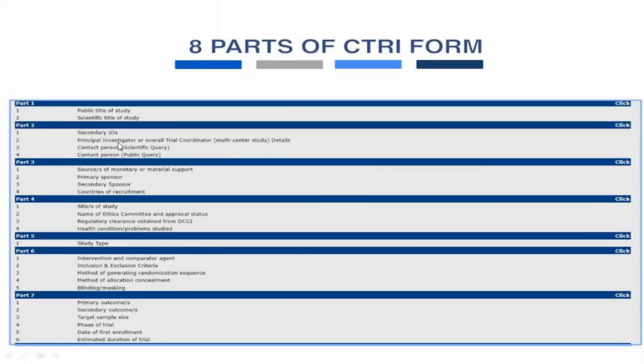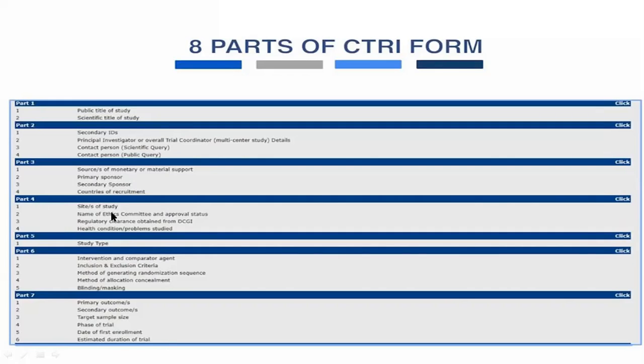Part 2 will contain the secondary IDs, the principal investigator or overall trial coordinator, and the multi-center study details. So the investigator details, then there is a need to provide the contact person for the scientific query and for the public query. We need to provide the source of monetary or material support, the source of financial support, the primary sponsor, the secondary sponsor, and the countries of recruitment, right, from where we are recruiting the subjects for the process of the clinical trial. So this is part 3.